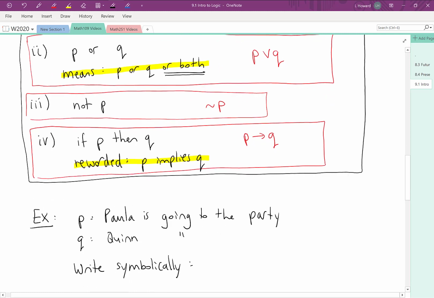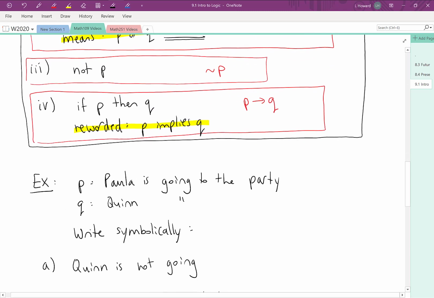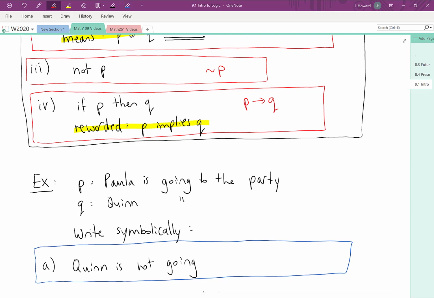So what we're going to do in this example is write the following statements symbolically, and we're going to go through 10 different parts here, see a variety of compound statements, and we're just going to be practicing our notation. So here we go, part A. So I think I'll put each of these just in a little box as we go to help keep it organized. All right, so Quinn is not going to the party. Well, the statement that encodes Quinn is going is Q, and if we want to negate that, then we use this tilde symbol. So not Q is how we would write that symbolically.